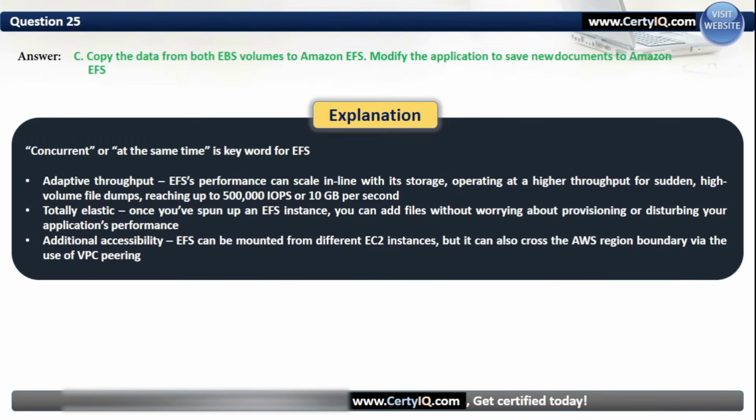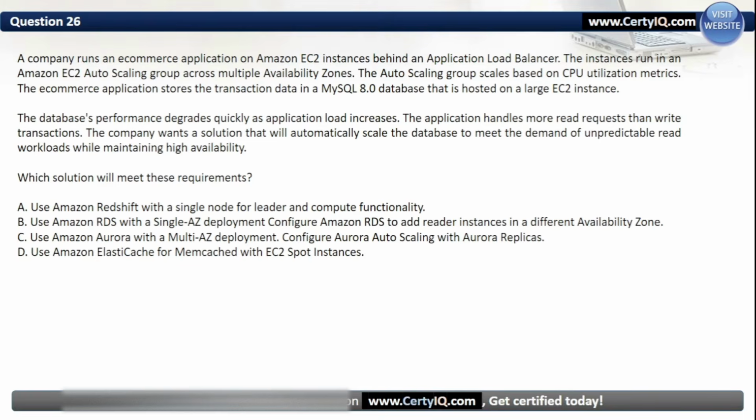Adaptive throughput. EFS's performance can scale in line with its storage, operating at a higher throughput for sudden, high-volume file dumps, reaching up to 500,000 IOPS or 10 GB per second. Totally elastic. Once you have spun up an EFS instance, you can add files without worrying about provisioning or disturbing your application's performance. Additional accessibility. EFS can be mounted from different EC2 instances, but it can also cross the AWS region boundary via the use of VPC peering.